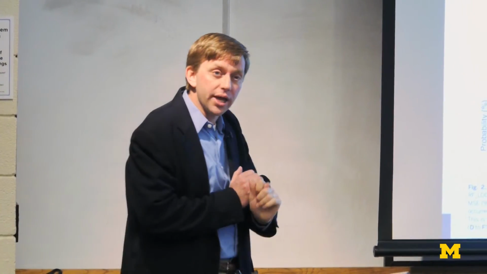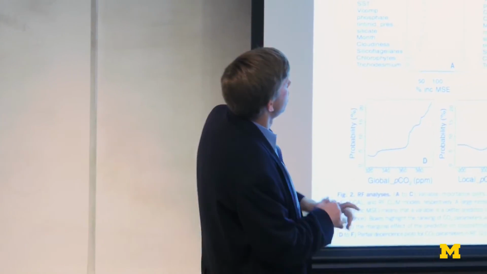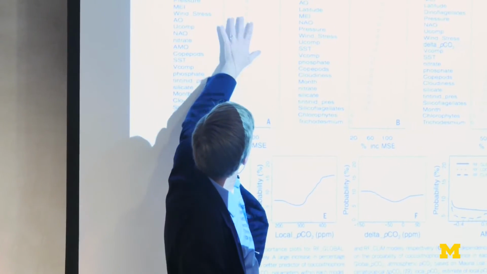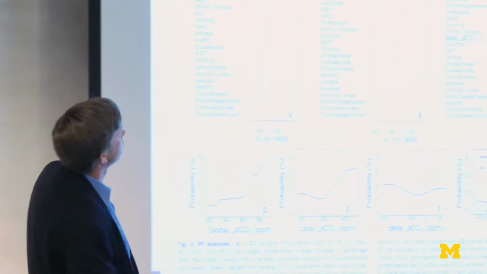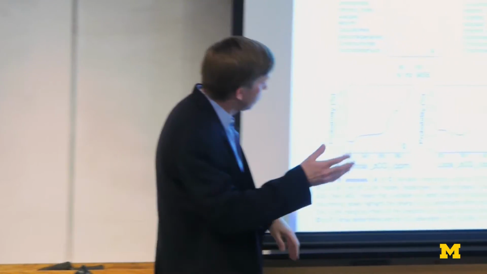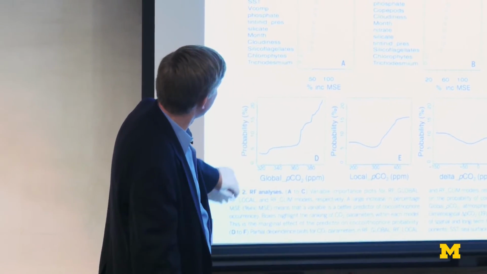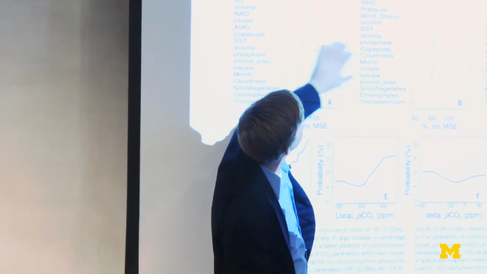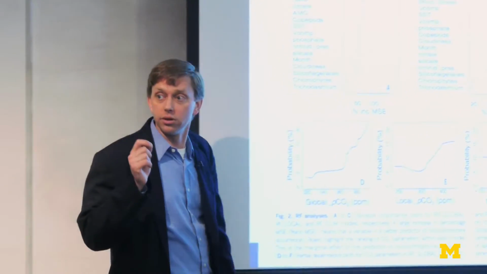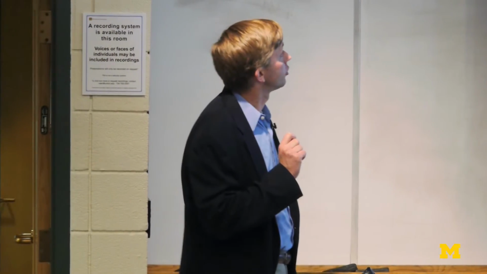We looked at different ways of measuring CO2. Probably these two are the most interesting. This one's the global, this one is the local model. So we've got a local measure of CO2. We can talk more about the details of that later if you're interested. But in both of these models, CO2 was the single most important variable in terms of predictive accuracy.